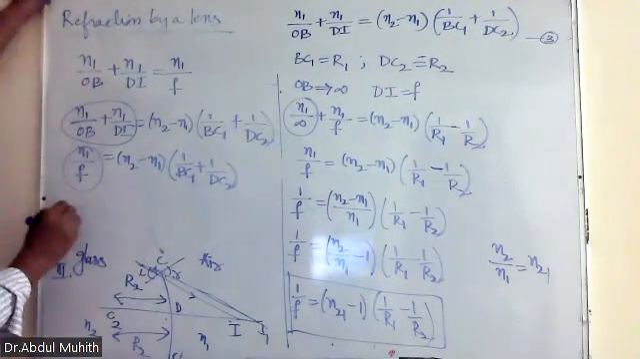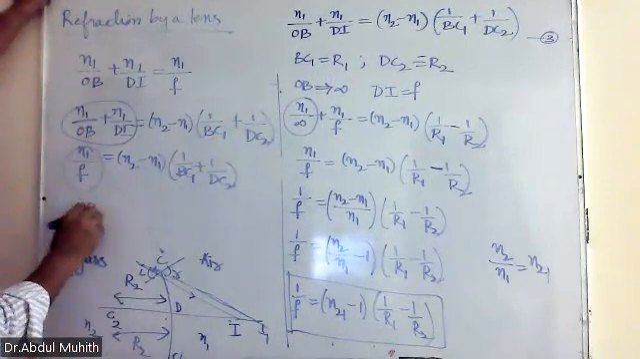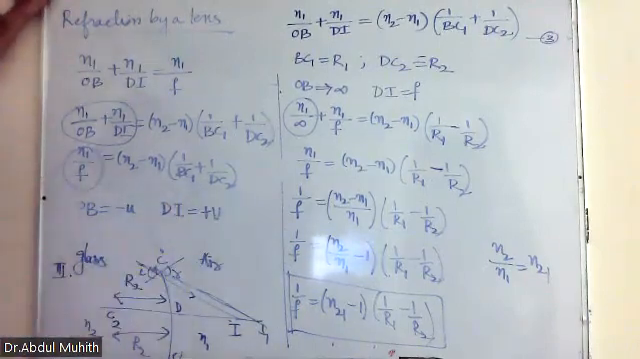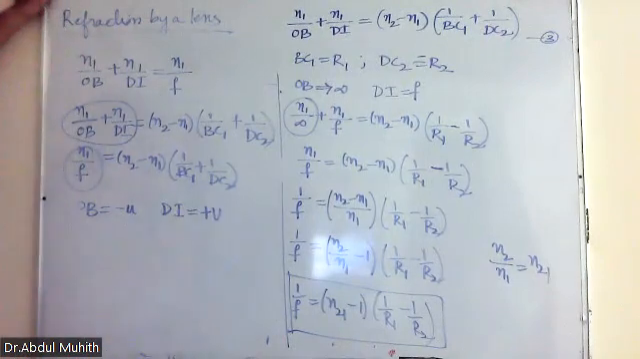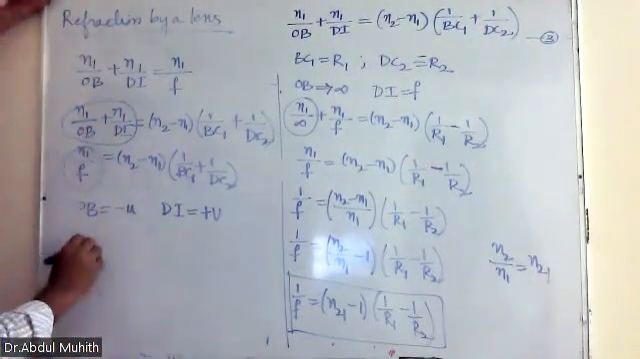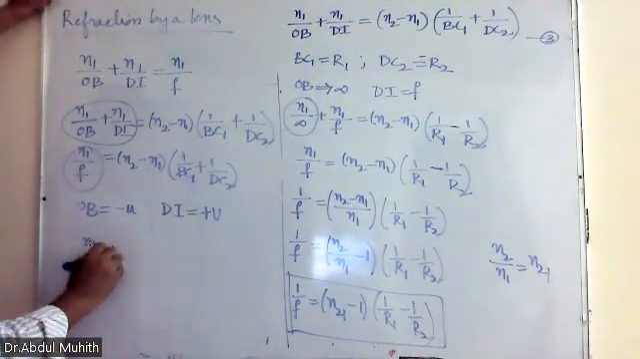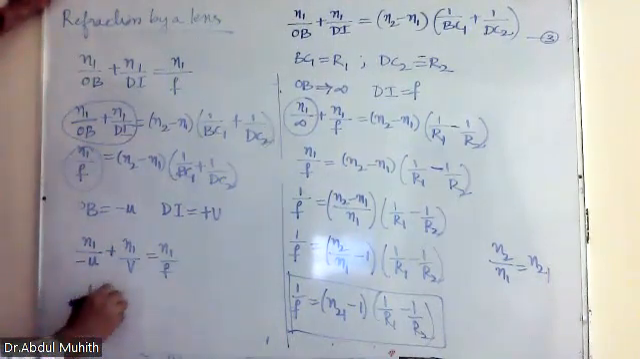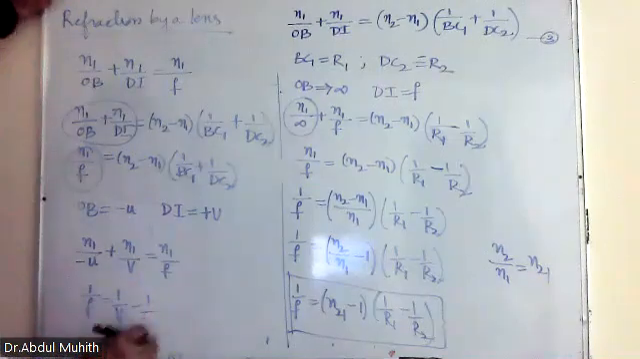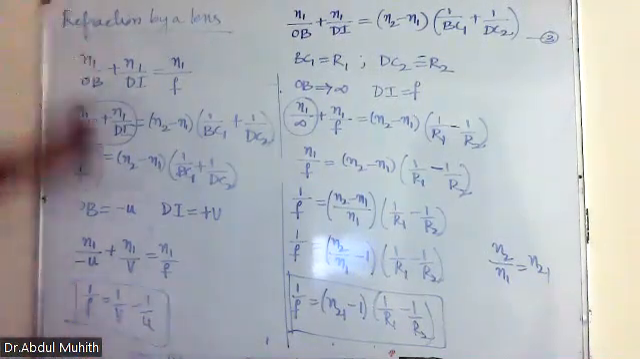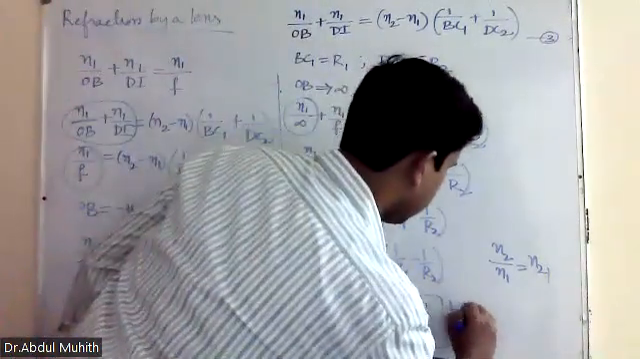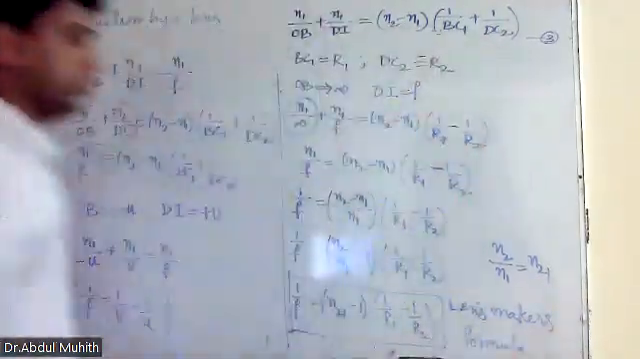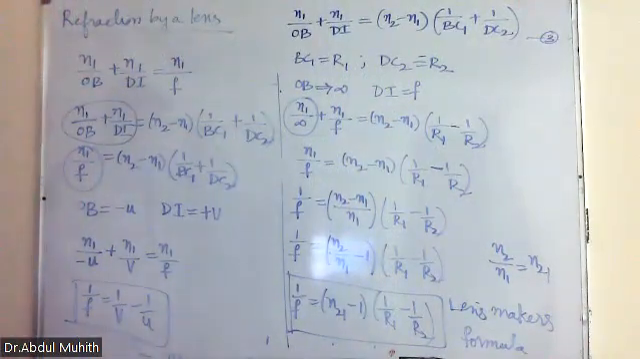Now, later on, what we are going to substitute? We got this one. So now in this one, OB value is how much? Minus U. And DI value is plus V. So we substitute that value. When we substitute that value, we get N1 by minus U plus N1 by V is equal to N1 by F. So N1 will get cancelled. So 1 by F is equal to 1 by V minus 1 by U. This is also the lens formula. Okay, is that clear? This formula is said to be lens maker's formula. Is that clear? Yes, sir.